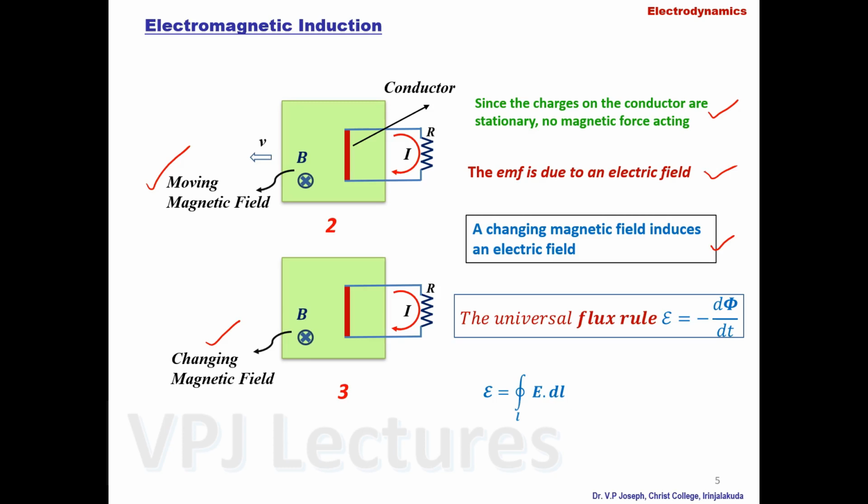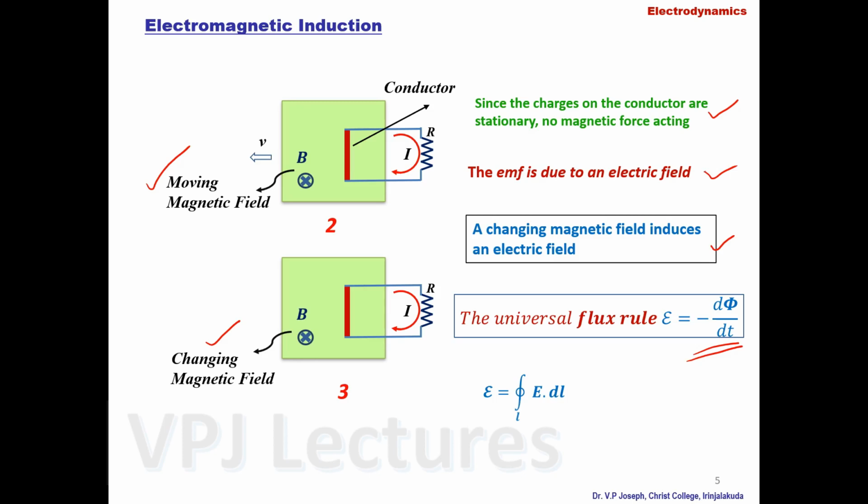And in this case also, the induced EMF is given by the same principle, the same flux rule, that is, induced EMF E is equal to minus d phi by dt. There is no change in that equation, so it is sometimes represented as the universal flux rule: E is equal to minus d phi by dt. But one difference is here.